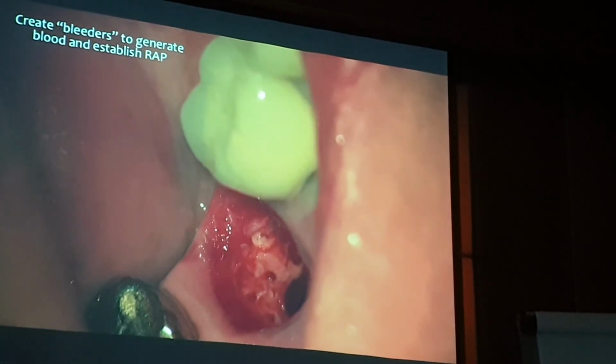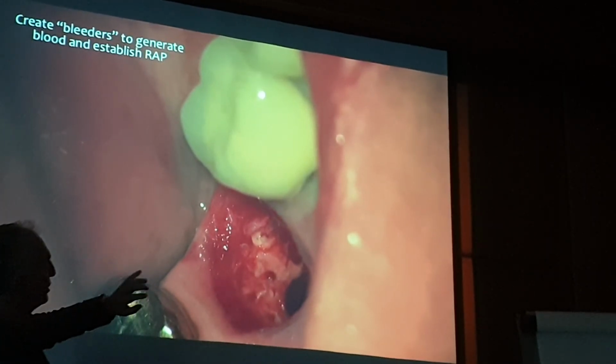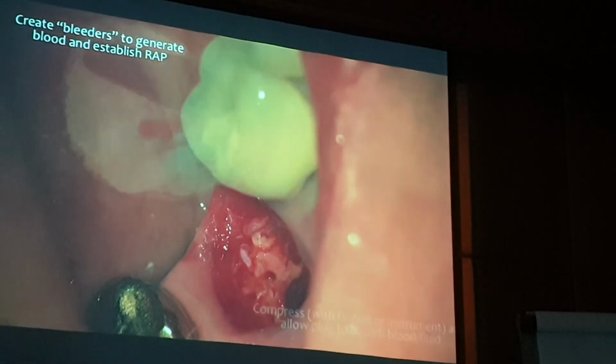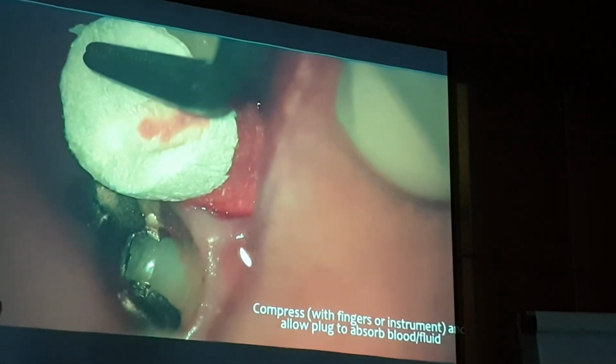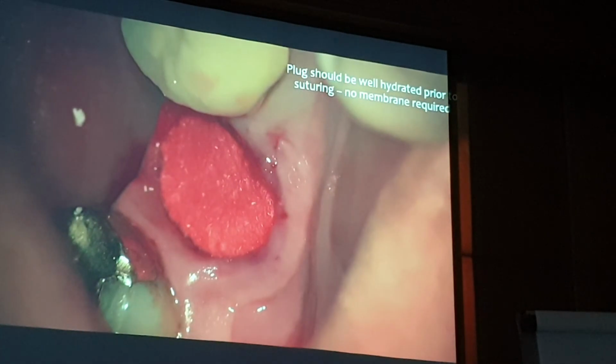This is, for example, an extraction of a tooth. I can show you the videos of these. We debride it completely. We decorticate, make sure there are good bleeding points in there. We'll take one of these collagen plugs, put it down inside there, compress it down to slightly below the tissue level, and do a nice suture over the top of it.